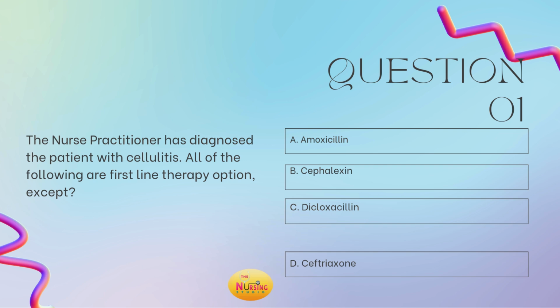All right, you guys. So, I always recommend reading the stem of the question first, as it allows you to slow down to ensure you're answering what is being asked of you. So, here the stem of the question states all of the following are first line therapy options except. So, if it says except in the stem, we're looking for the incorrect answer, right?